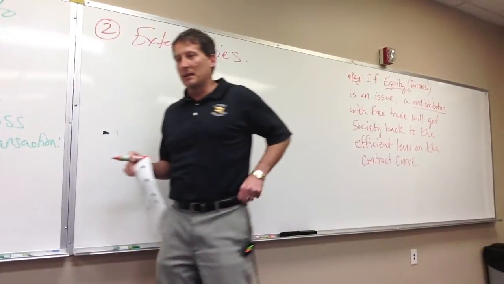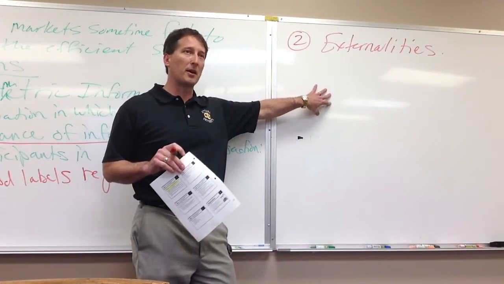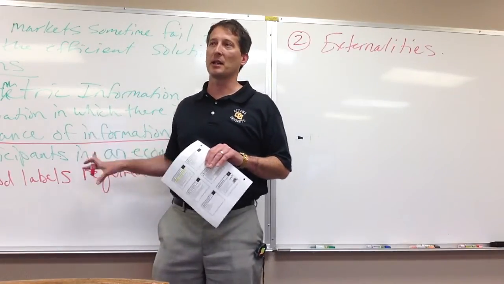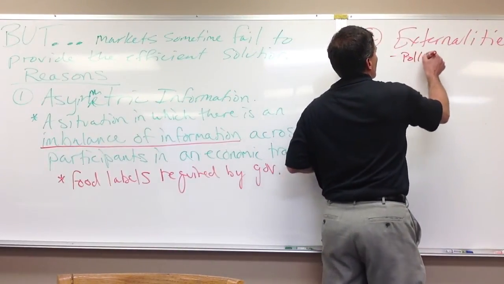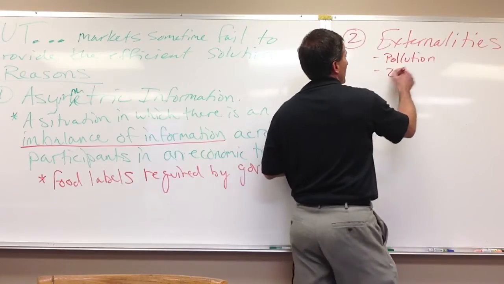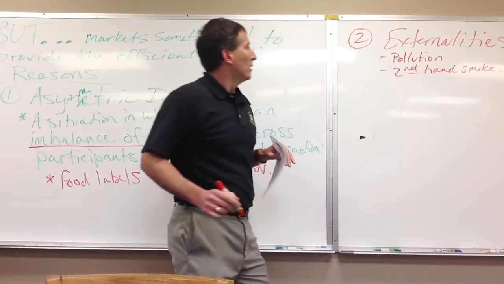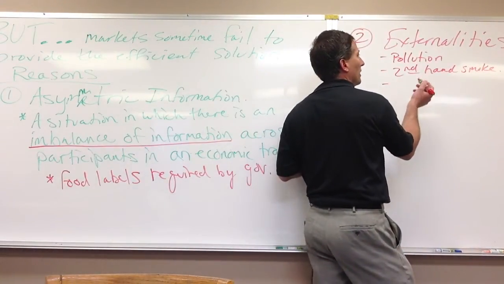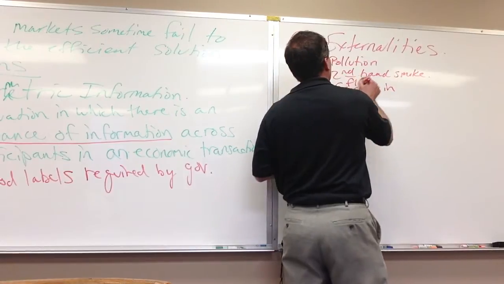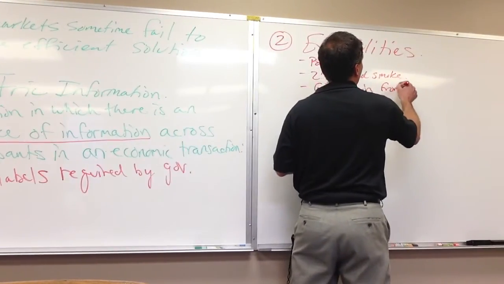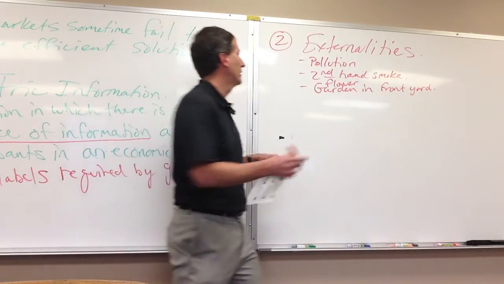So externalities was a positive or negative impact to a third party not directly related to the transaction. So something we talked about before where we might have some pollution that's not being accounted for. On the consumption side, we might have something like secondhand smoke. We might have a flower garden, nice landscaping in the front yard, which helps the neighbor's property value. That was a positive externality.